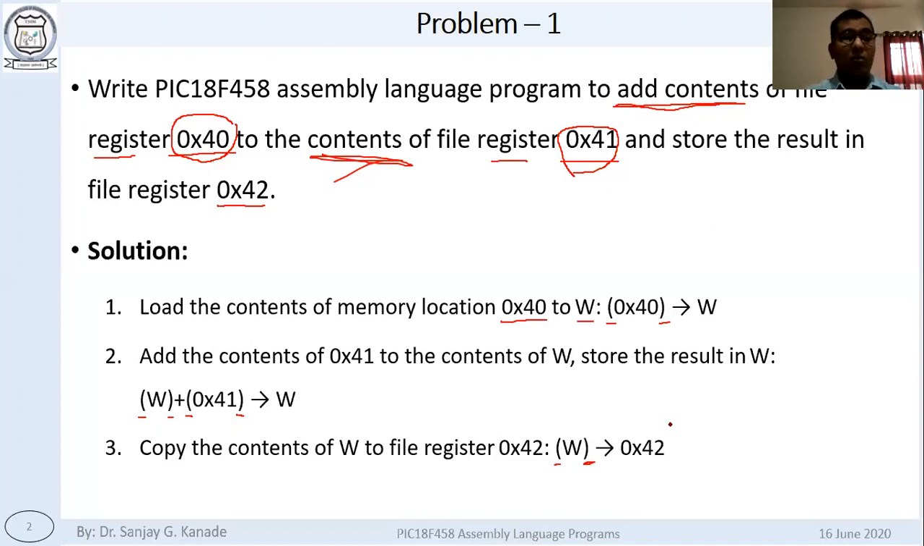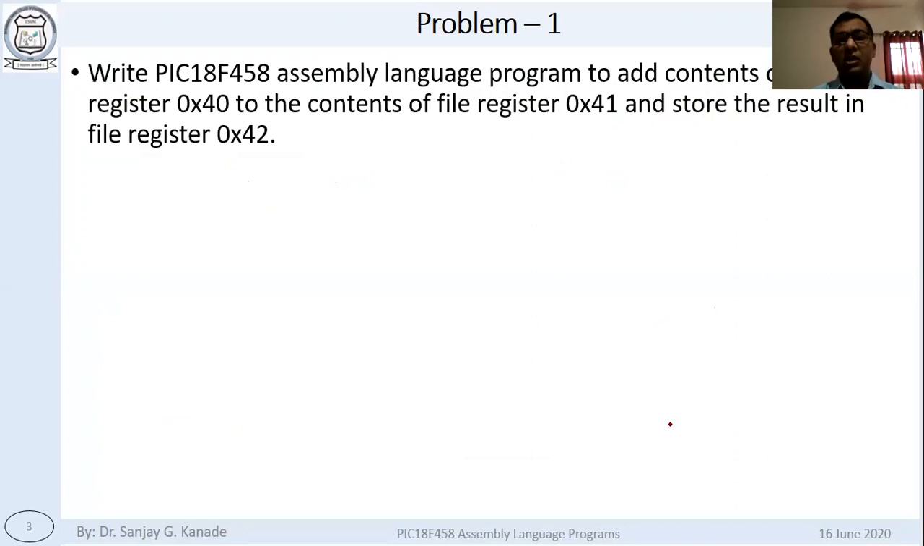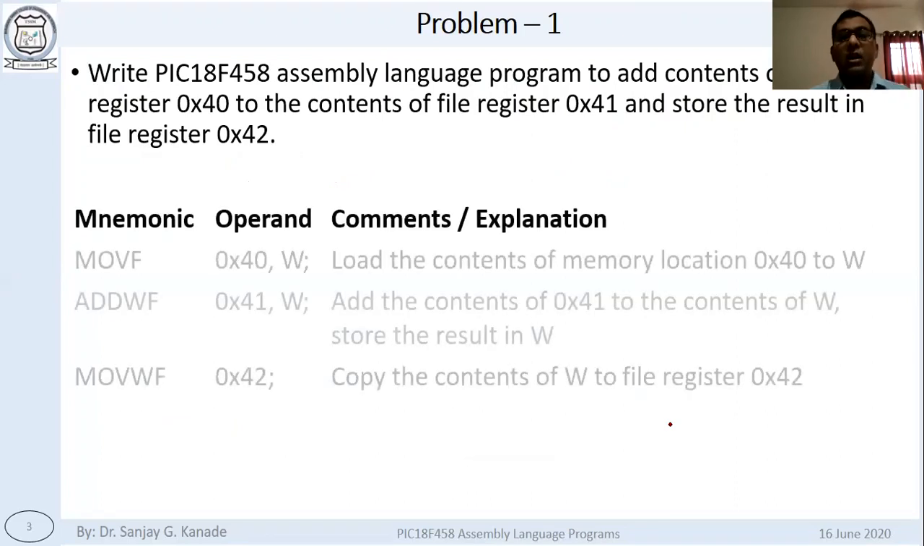Now the most important part, how to convert these steps into instructions. Okay, so let's see the instructions for doing this. Now remember, whenever you are writing an assembly language program, you must have these three columns in a table. First you will have a mnemonic, meaning the name of the instruction, then you will have operands of the instructions, and then finally you will have the explanation.